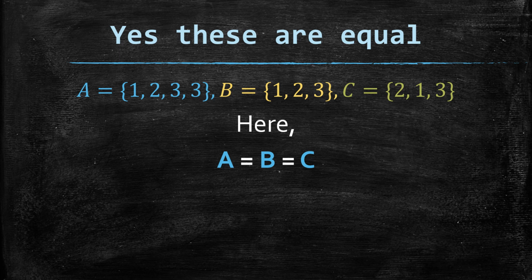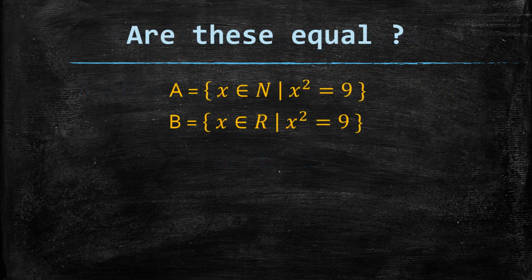Now I am going to ask you another question. Now, are these equal? Here both the sets are described in the property method, right? In the first set, the elements belong to the set of natural numbers, and in the second set B, the elements are in the set of real numbers, right? And for both sets, the elements have the same property, means their square is 9. So if in the first set A the elements belong to the natural numbers, then only 3 will be the element of this set.